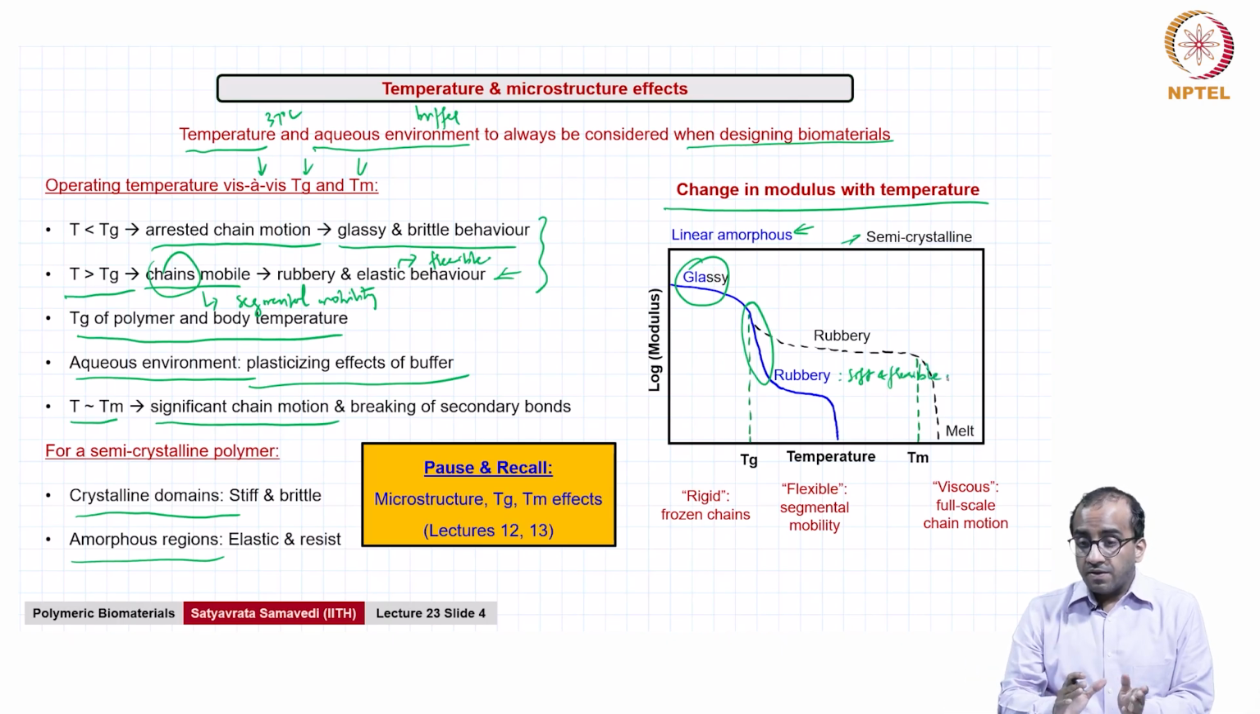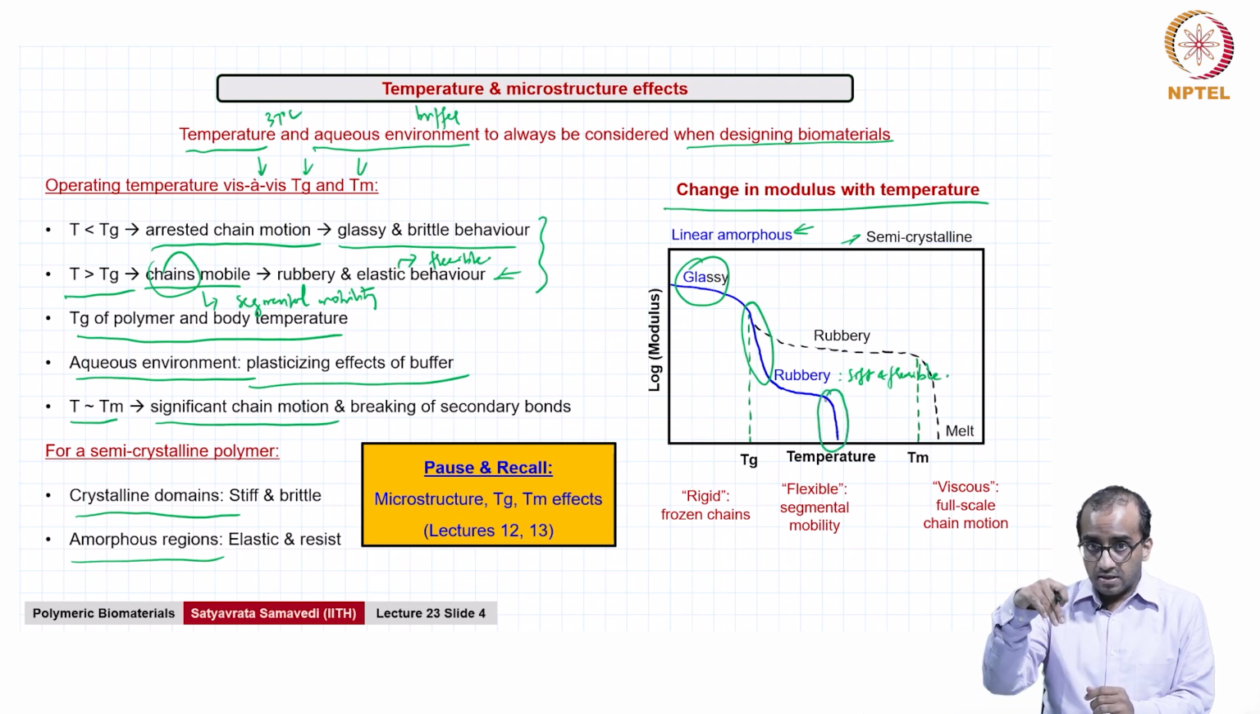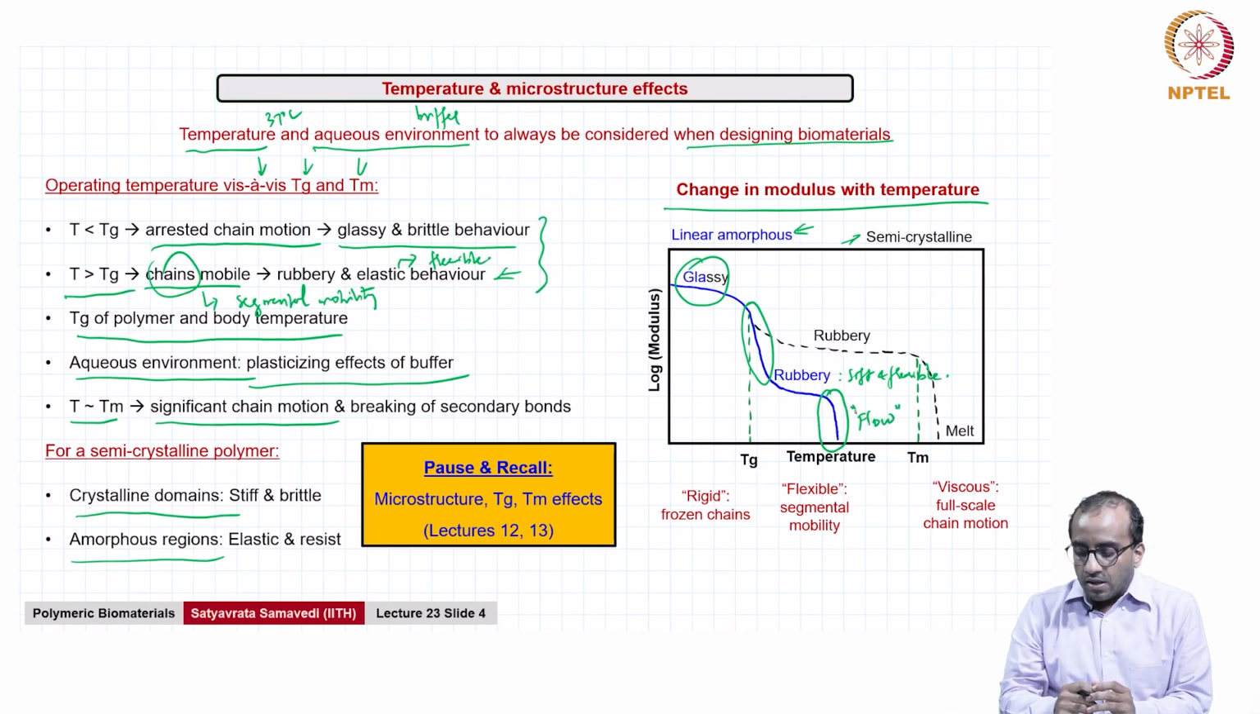And if you go beyond, because this is a purely amorphous material, you will see a second large dip in modulus. It is not correct to call it melting, one can think of it as flow. Sometimes it is called the flow temperature, so that the polymer starts to flow, but it is not melting because there are no crystallites here. Remember, it is an amorphous polymer.